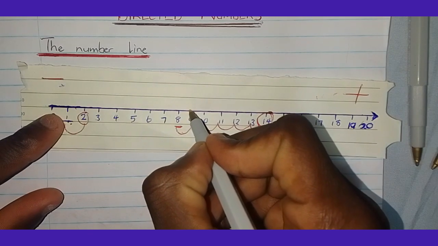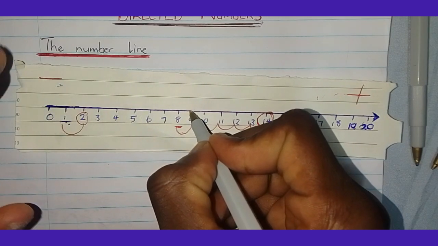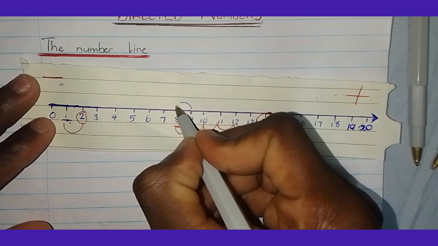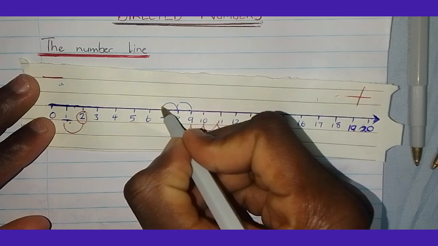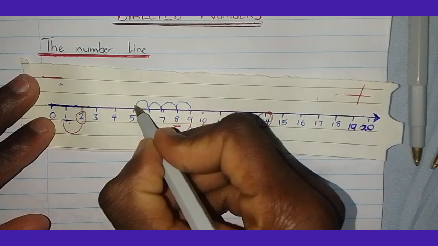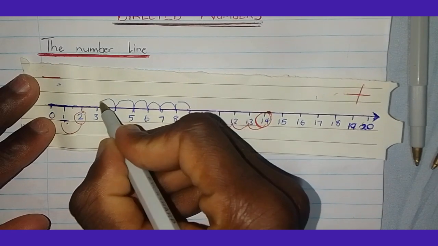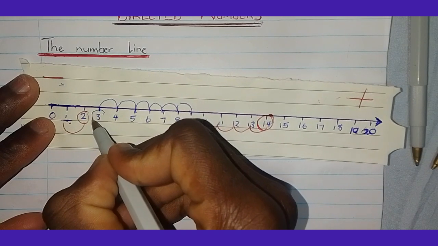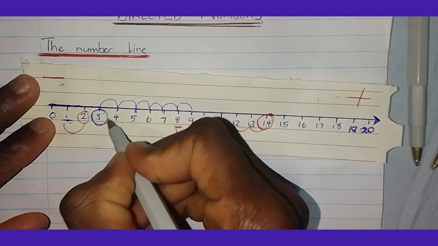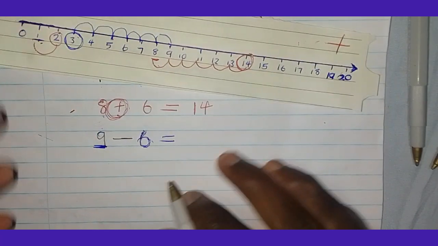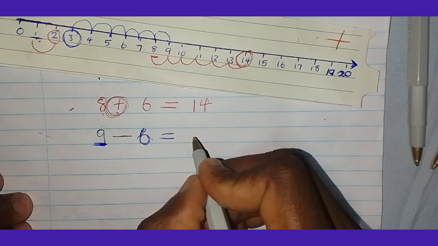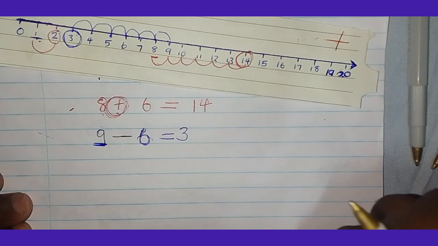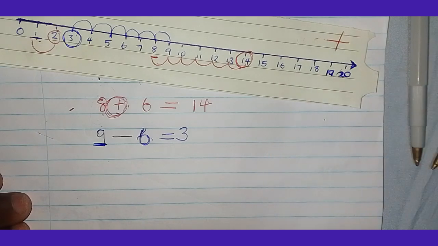Here is 9. Now let's move 6 steps in the negative direction towards the left side here. Let's move together. 1, 2, 3, 4, 5, 6. We are now at the 6th step. So we can all see that we ended at 3. Now, 9 minus 6, according to our number line, the answer is 3. I'm sure we're still together, guys.